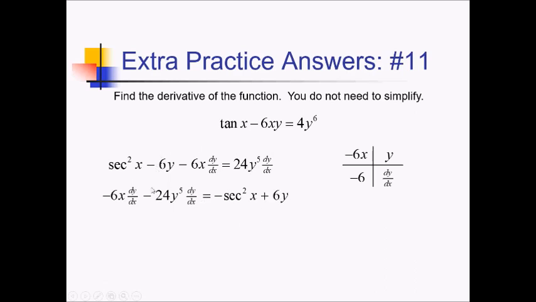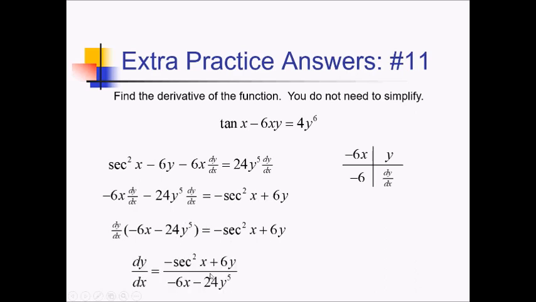At this point, now that I have only dy over dx terms on the left, I factor out dy over dx, leaving me with negative 6x minus 24y to the 5th inside that parentheses. And then to get dy over dx by itself, I simply divide by this parentheses. So I have all the stuff that's currently on the right side divided by all the stuff in that parentheses, and that's going to be my dy over dx.